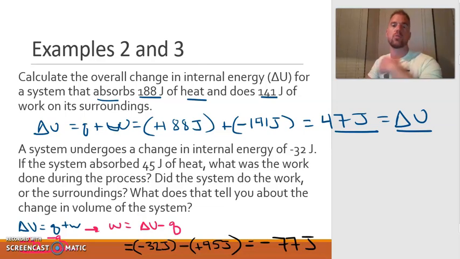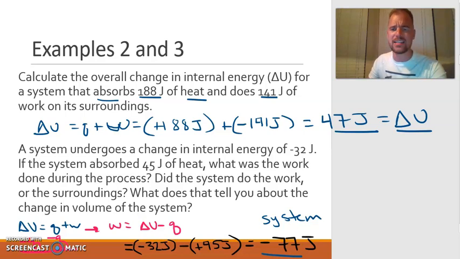So what then can we answer? How can we answer the rest of these questions here? It says, did the system do the work or the surroundings? So notice the work is negative. So what does that mean? When the work is negative, what's doing the work? The system or the surroundings? And the answer is the system. The system is doing the work if it's negative.